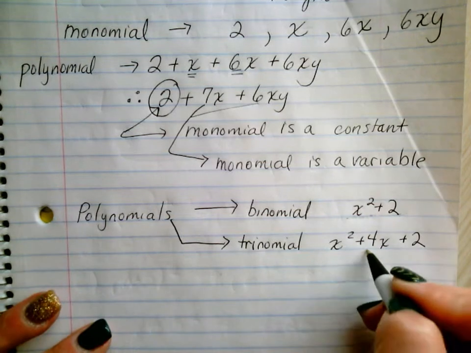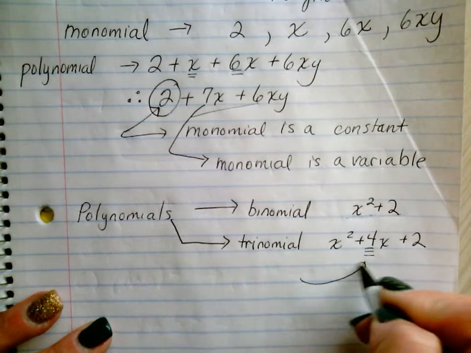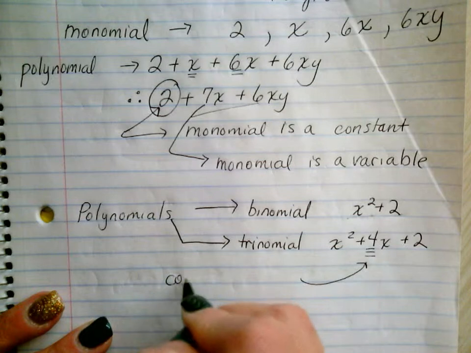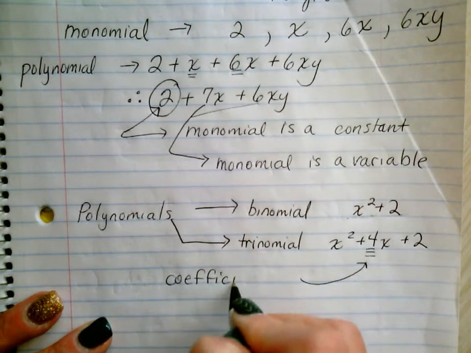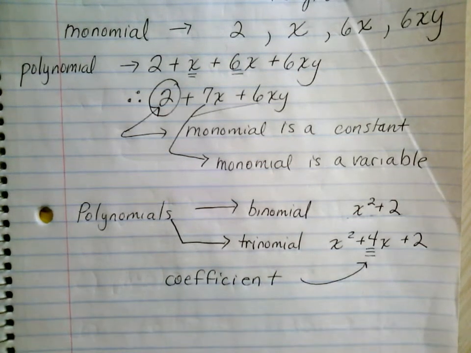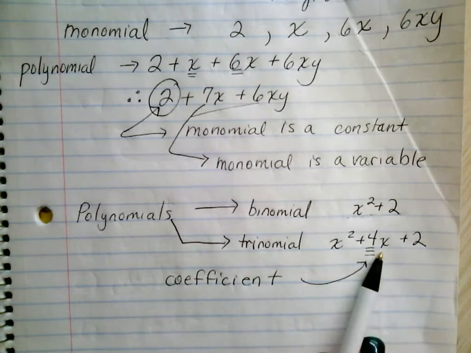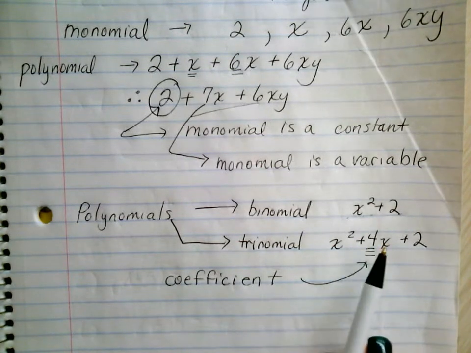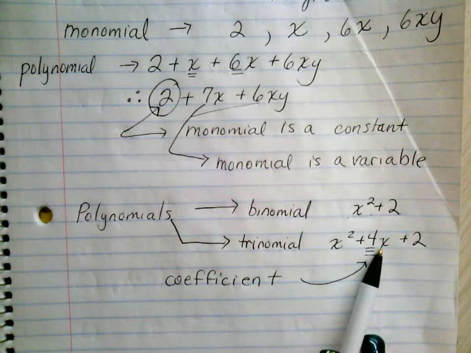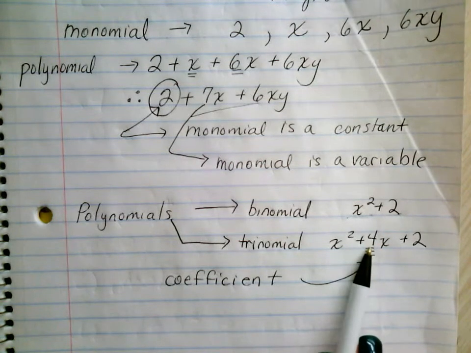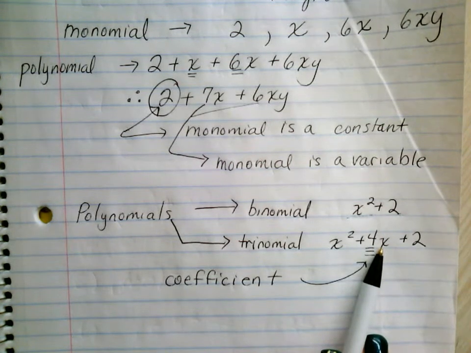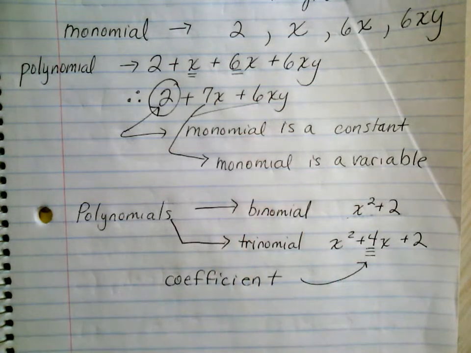Now, the number that precedes the variable is called the coefficient, and it drives how many of the x's there are, how many of the variables there are. Okay? So this means literally there are 4 x's. Okay? The one up here, there are 7 x's. Okay? The coefficient drives how many variables there are.